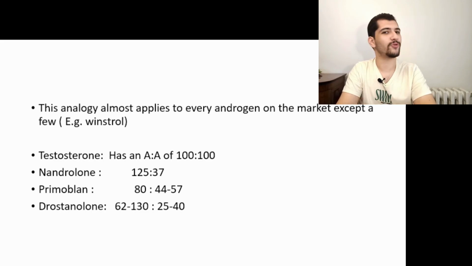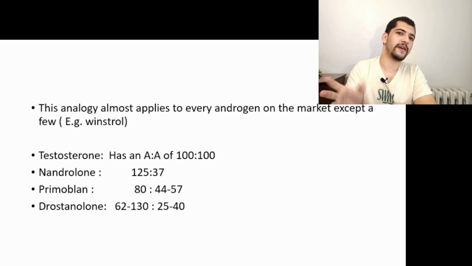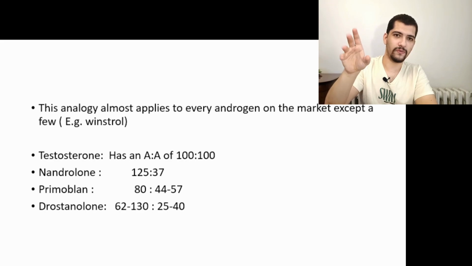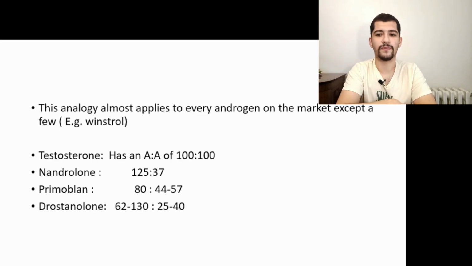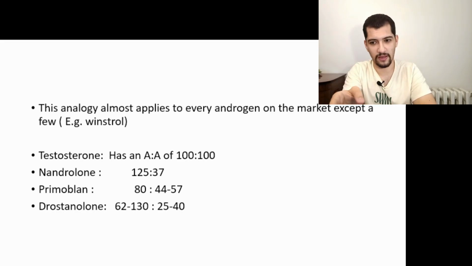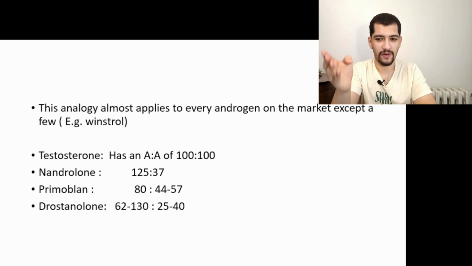Let's compare testosterone, nandrolone, primobolan, and drostanolone, aka masteron, right? Testosterone has 100 to 100, it's the face value we take when comparing androgens. It has 100 points of anabolicity and 100% of androgenicity. And nandrolone has 125 to 37. And primobolan has anabolic effects of 80, and androgenicity is 44, right?